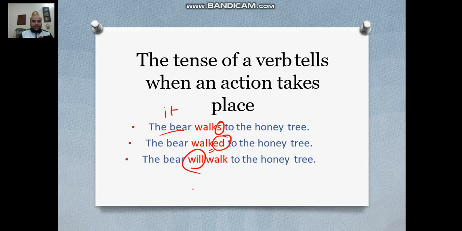But here we have to pay attention that in the future we can express it in two ways, not only in one way, which are will and going to.